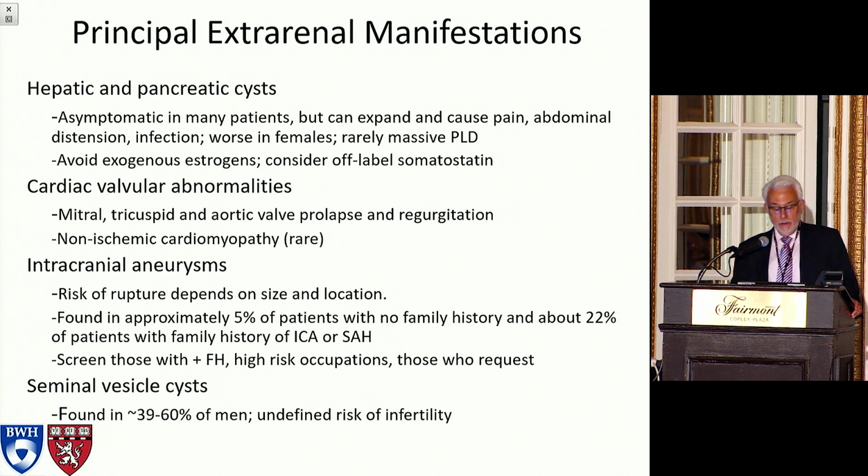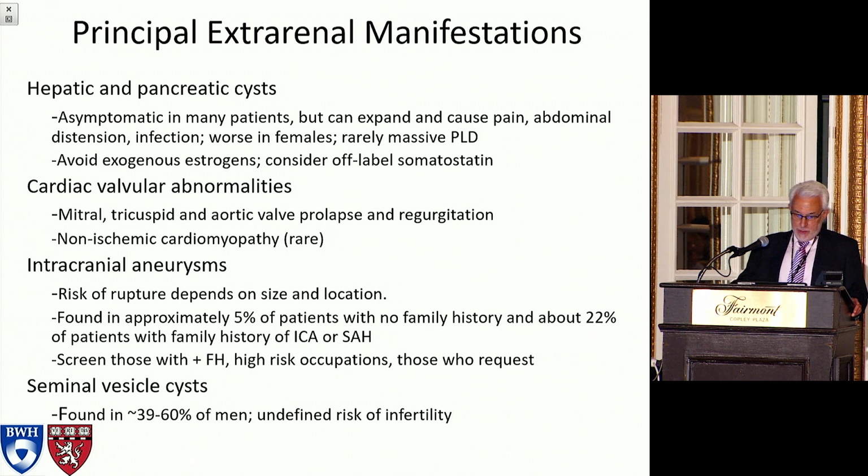Typically, we screen those with a positive family history, those with high-risk occupations, and those who request it, so that if someone is worried about this sword of Damocles hanging over them, it's not unreasonable to do a study to rule out brain aneurysm. So the study of choice is a non-contrast MRA, different than an MRI. So you don't need contrast.